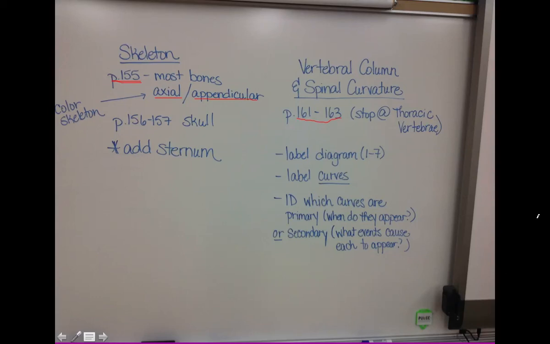And what you need to be able to explain is what events, in other words, what developmental milestones cause each of them to appear. So I'll tell you that there are 2 of them, and one of them appears at a very specific developmental time frame, and the other develops at a different one. Okay, so that is for the skeletal diagram, and then what we'll do is work into the joints.